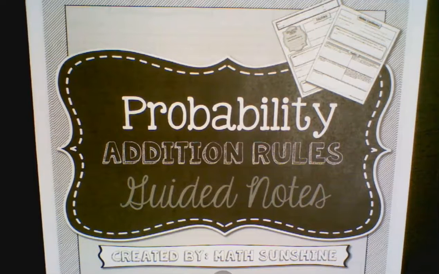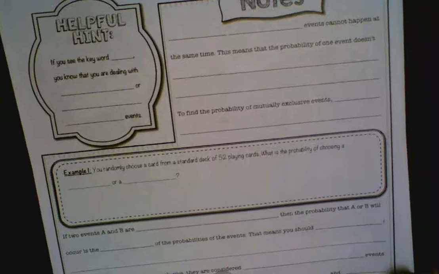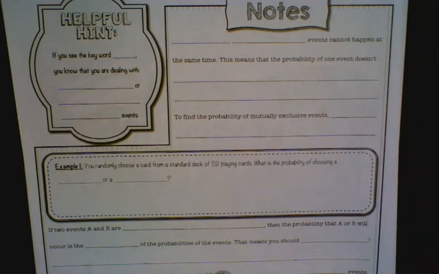Okay, so this video is about probability with the addition rule. And basically, we're talking about mutually exclusive and overlapping events. So let's get started. So this lesson is about that.